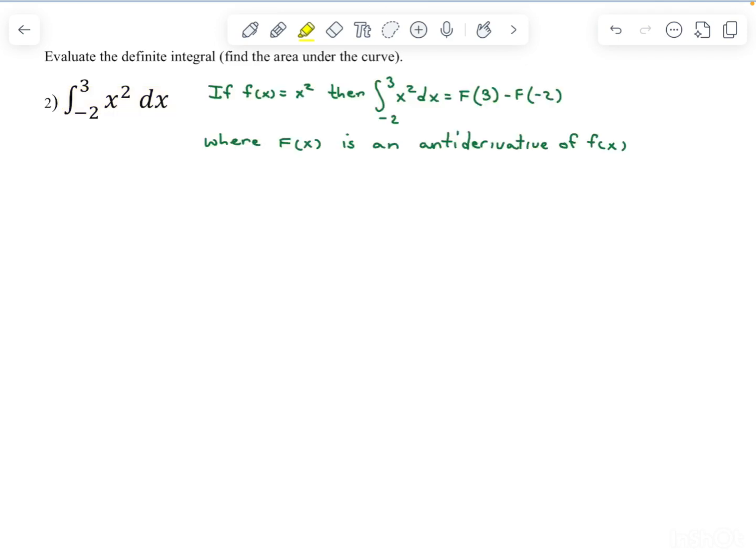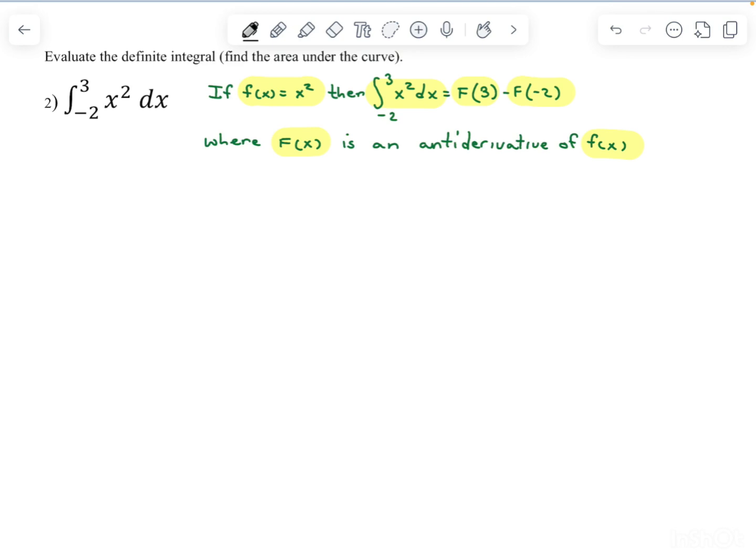By the fundamental theorem of calculus, we have if lowercase f of x is equal to x squared, then the definite integral from -2 to 3 of x squared is equal to capital F of 3 minus capital F of -2, where capital F of x is an antiderivative of lowercase f of x.